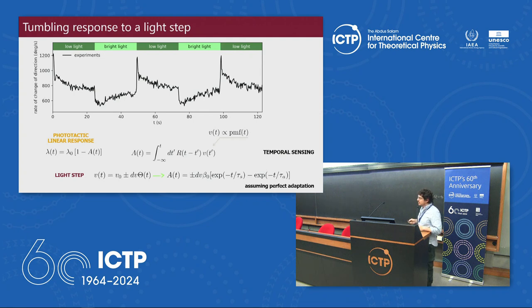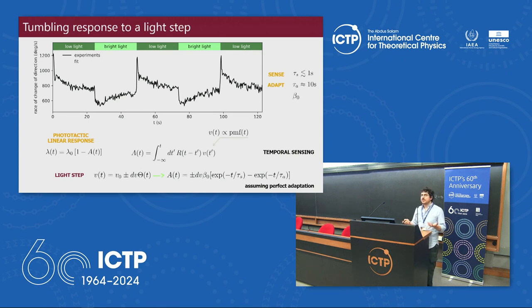Unfortunately, here there should be a fit with this model that assumes that the tumbling rate changes according to the linear response theory typically used for bacteria, where we have a response kernel that we assume to be the sum of two exponentials. And in this kernel, two time scales appear: a time scale of less than 1 second that is related to the sensing of the change of light, and one that is related to the adaptation to the new level of light.